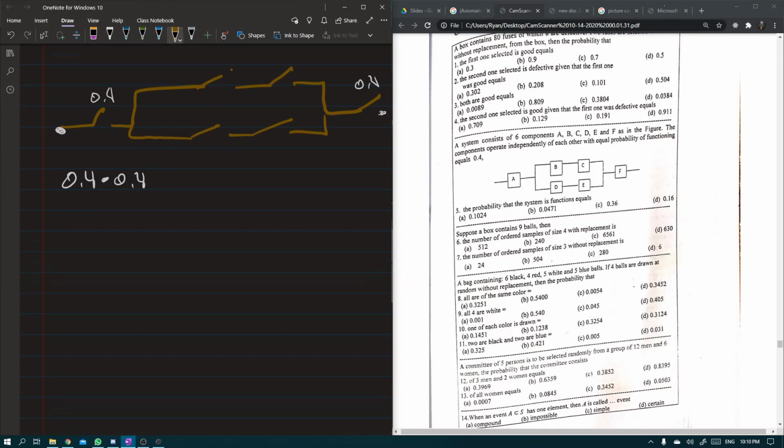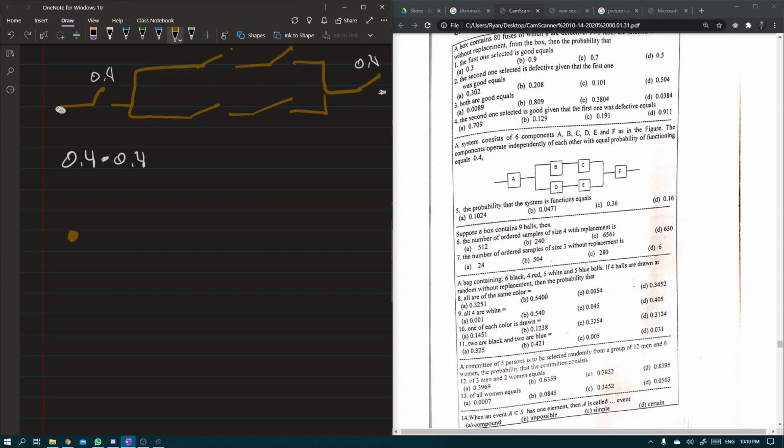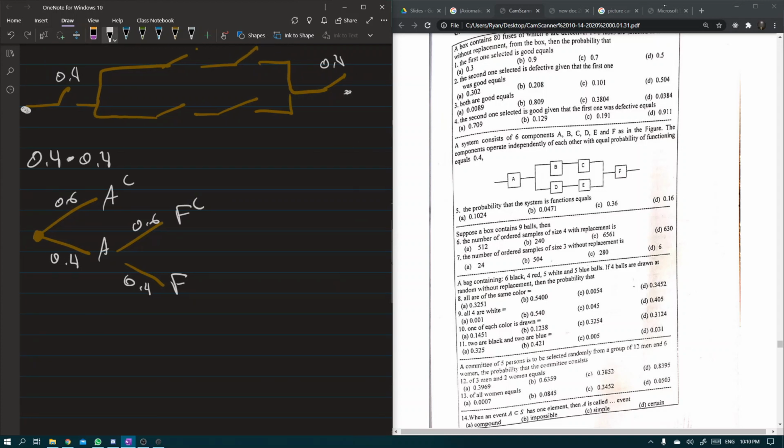It's easier if I draw the tree, to be honest. So basically, this is A. A doesn't work. If it doesn't work, we don't care anymore. This is 0.6 probability of it not working. Then this is F. F doesn't work. This is 0.6, but if it doesn't work, then everything else won't work. It doesn't matter. This is 0.4. This is 0.4. Now the problem is with this part.